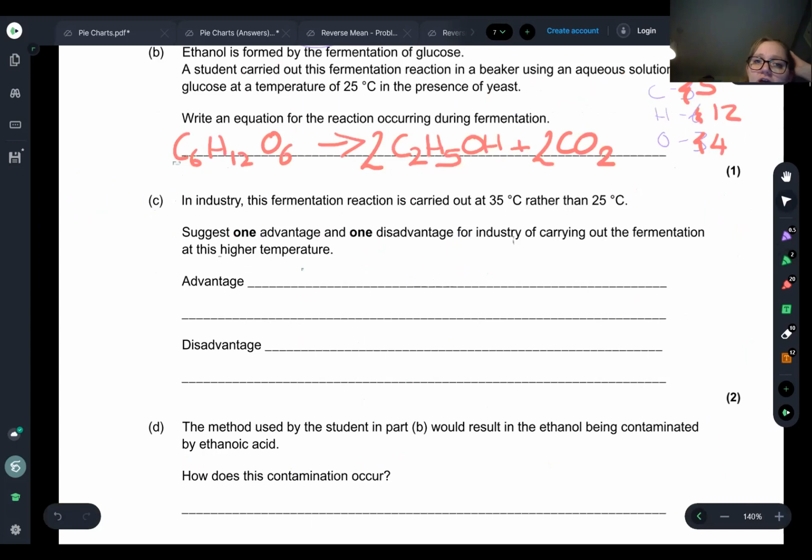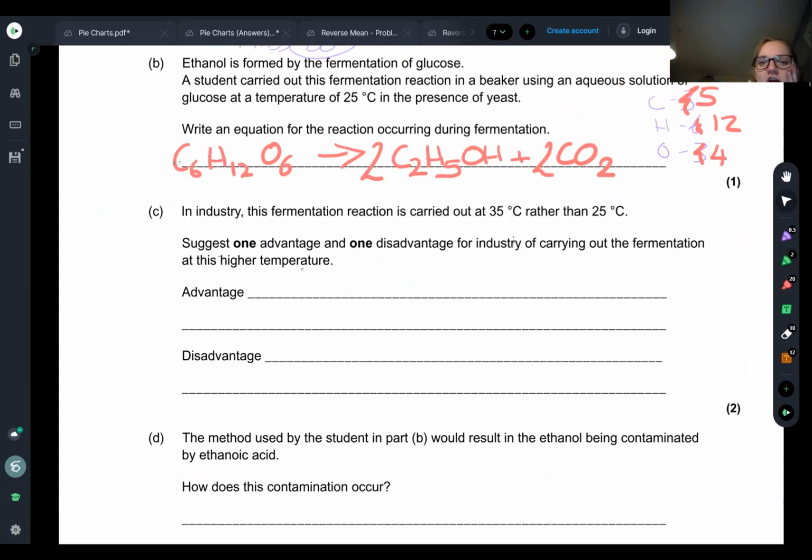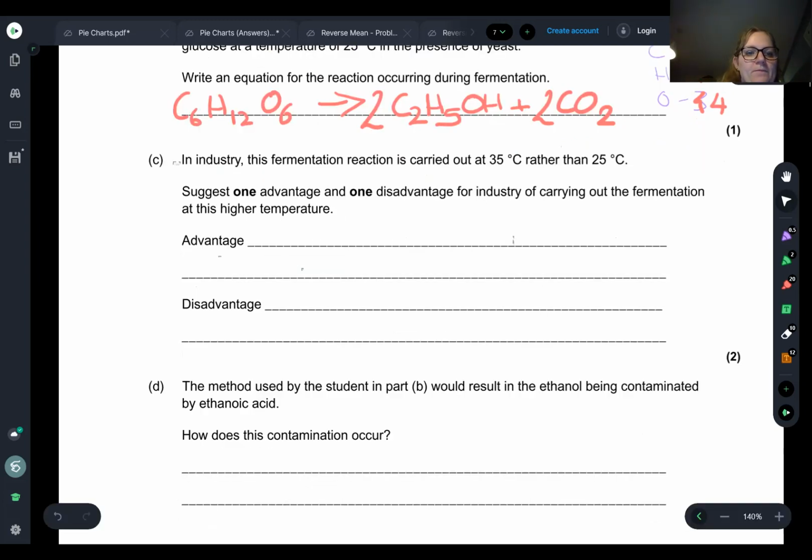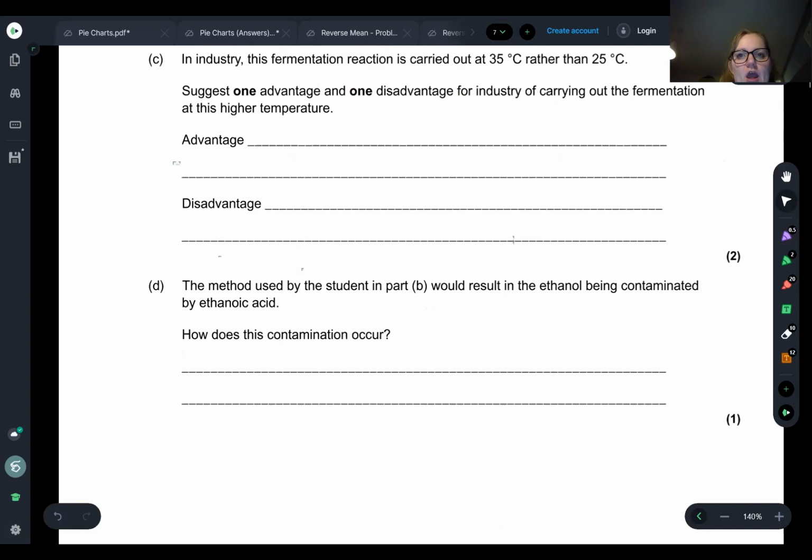So we've just looked at ethanol being formed by fermentation of glucose. That reaction is C6H12O6, gives us 2 molecules of ethanol and 2 molecules of carbon dioxide. In industry, the fermentation is carried out at 35 degrees rather than 25 degrees. And what you're asked here is to suggest 1 advantage and 1 disadvantage of carrying out the fermentation at this higher temperature.